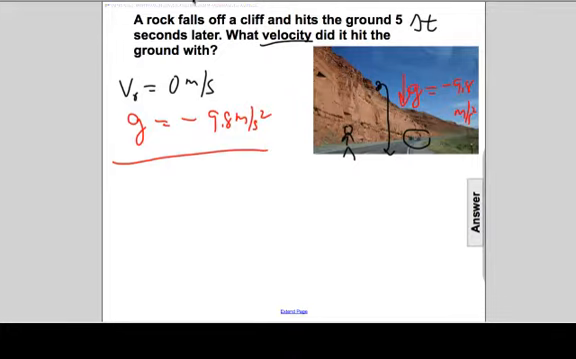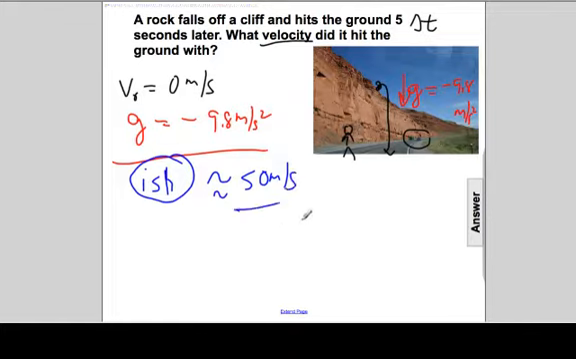Now let's estimate. Let's come up with an estimated answer. What is the answer going to be? Every second that goes by, 1 Mississippi, 2 Mississippi, 3, 4, 5, it would gain about negative 10 meters per second squared. So the answer is going to be about 50 meters per second. But that's not precise enough for us. Let's solve for what the final speed is going to be using negative 9.8.